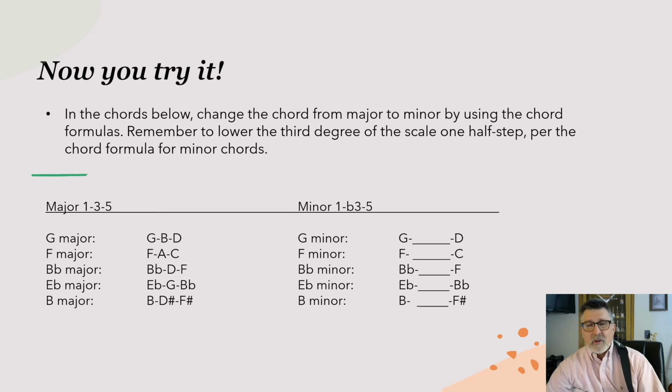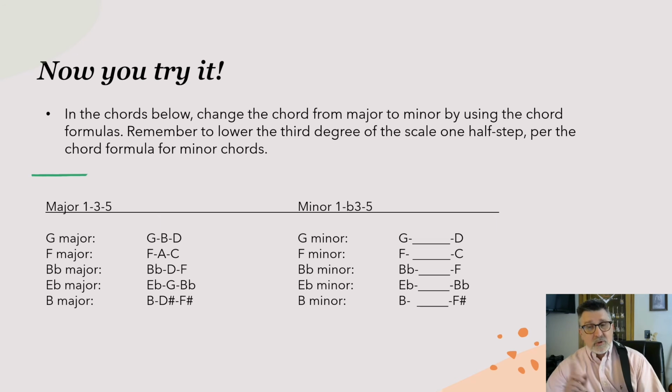Good. Now E flat major: E flat, G, and B flat is your major triad. So you need to take that middle note, that G, the third degree of the scale, and you have to lower it one. So it'd be E flat, G flat, B flat, and that would give you E flat minor.